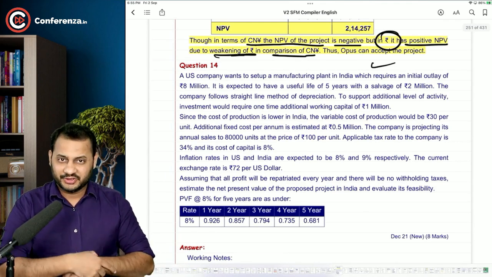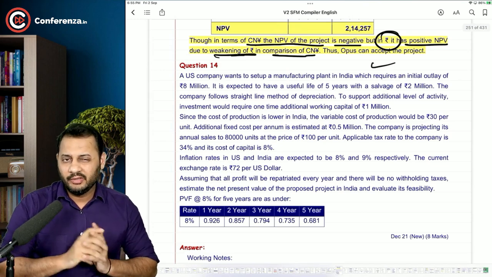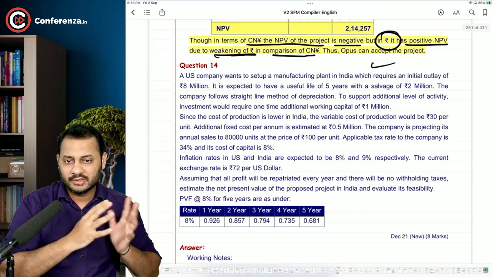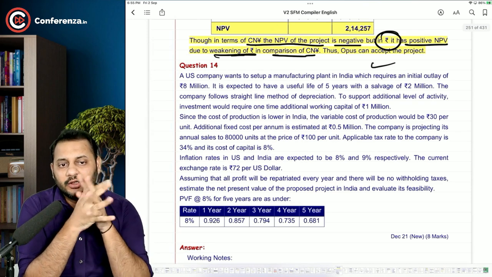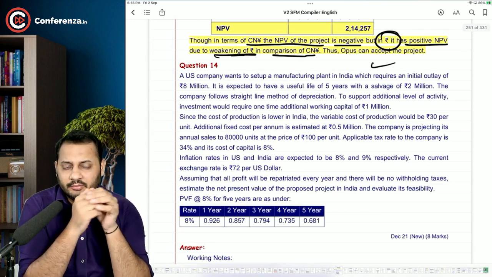Let's have a look at this question. This is an easy question. Question number 15 will be a little difficult, we can say, but this one is a little easier than 15, and 14 and 15 are quite similar.